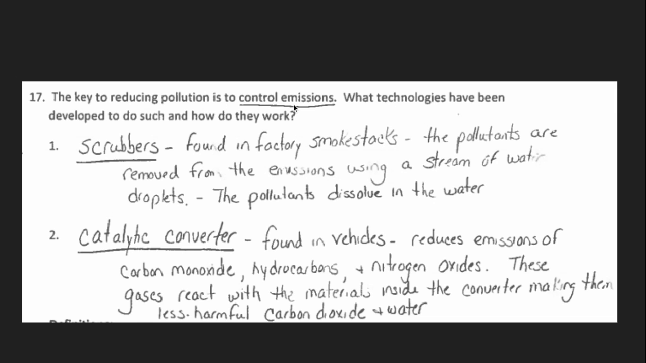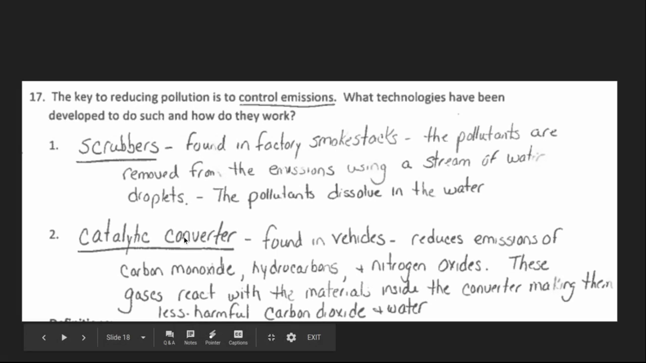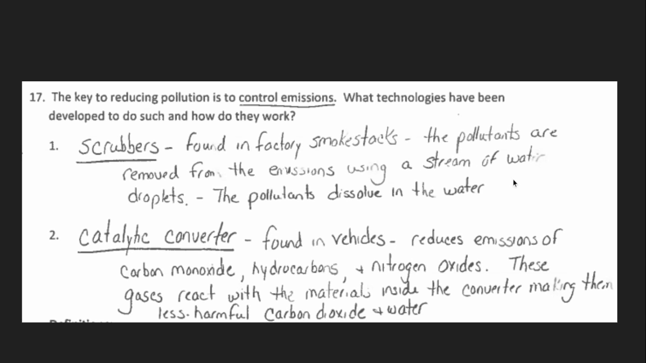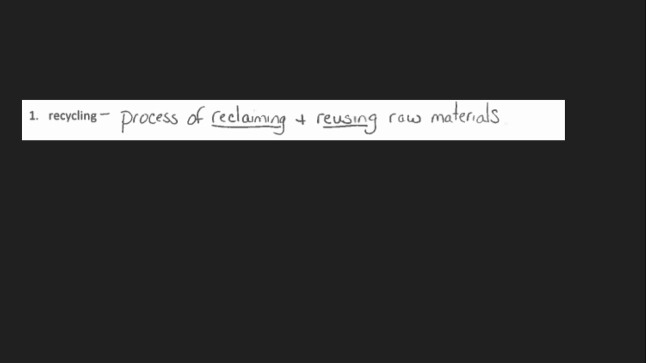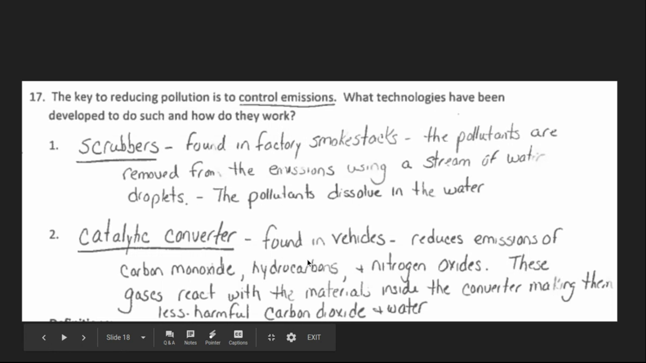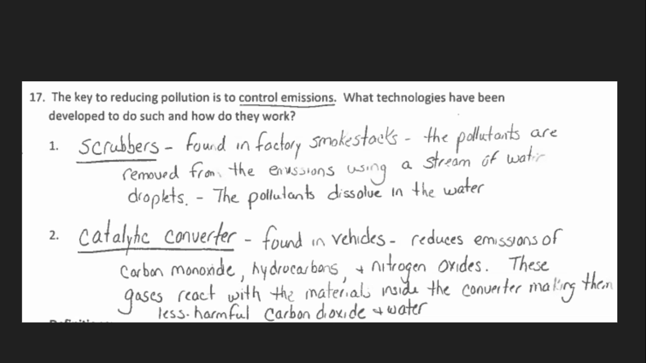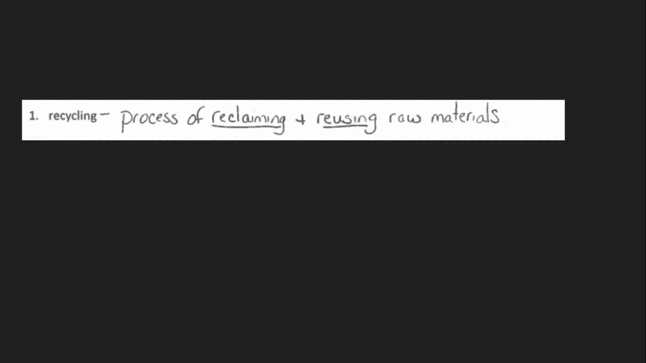The key to reducing pollution is to control emissions. What technologies have been developed to do such work, and how do they work? So you have scrubbers and catalytic converters. Scrubbers are found in factory smokestacks. The pollutants are removed from the emissions using a stream of water or droplets. The pollutants dissolve in the water. Then you have catalytic converters. That's found on vehicles and reduces emissions of carbon monoxide, hydrocarbons, and nitrogen oxides. These gases react with natural materials inside the converter, making them less harmful: carbon dioxide and water. So catalytic converter.